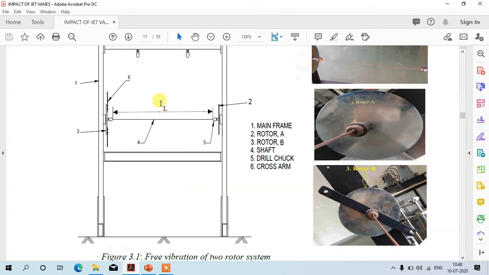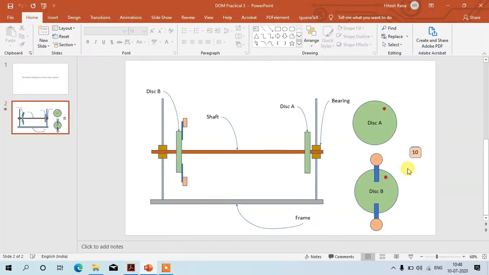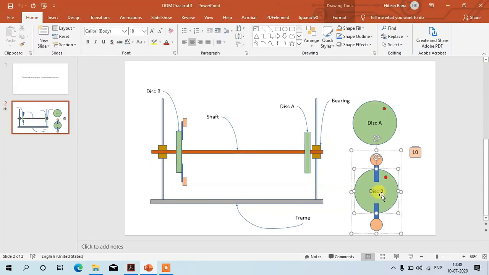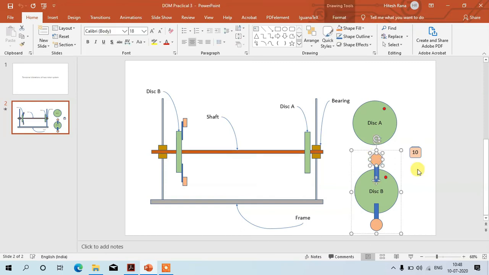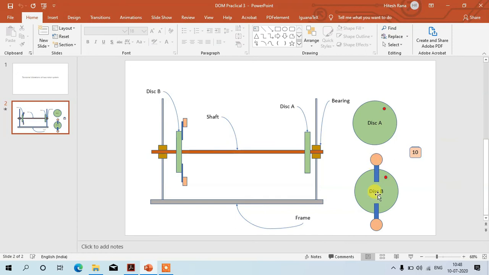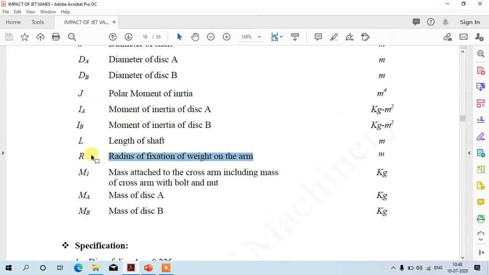Capital L is the length of this shaft. Capital R is the radius of fixation of the weight on the arms, which means the distance from the center of this B to the center of this orange mass. That is the radius of fixation of mass. We are fixing this orange mass at radius capital R, so capital R is the radius of fixation of weight on the arm.